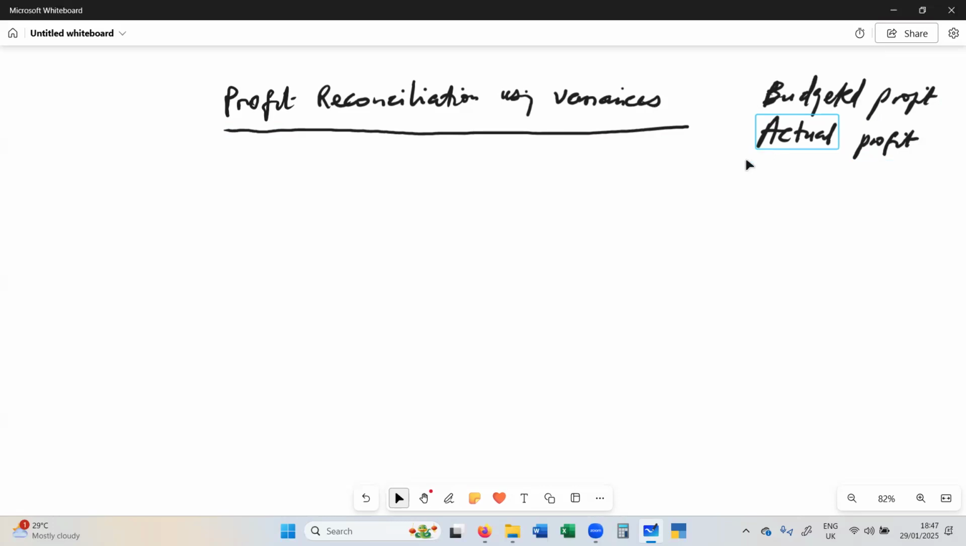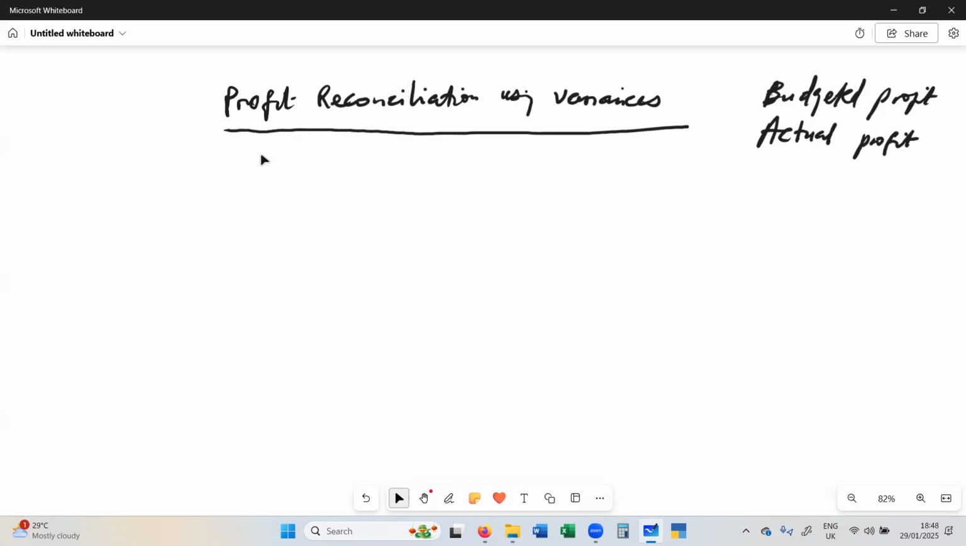So in short, what we are saying is that when we get our budgeted profit and we add or subtract the variances, depending if there are positive variances, we add. If there are negative variances, we subtract. Once we do that, we will now come to get the actual profit. You see that? And that means that we have reconciled our profit using the variances.